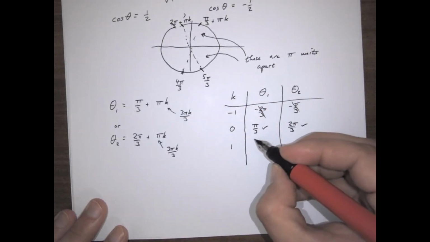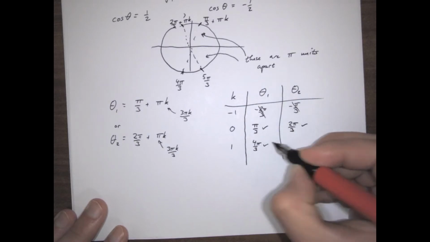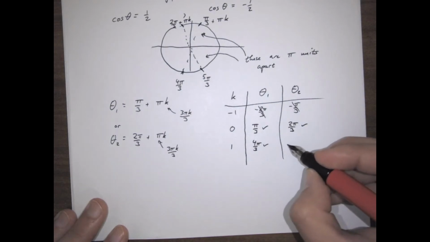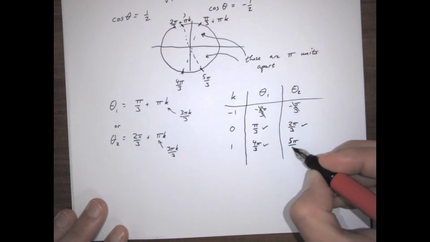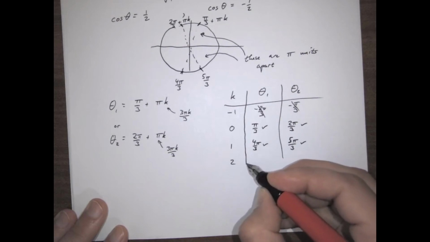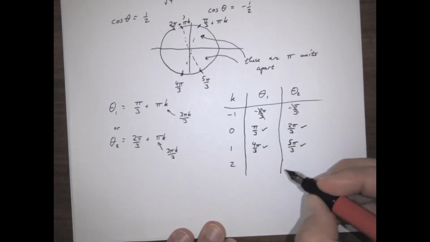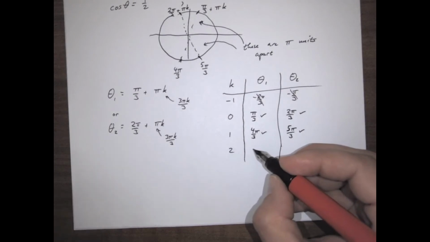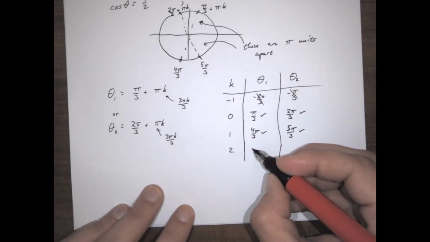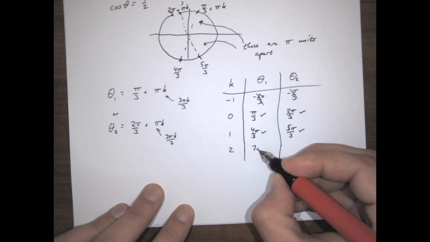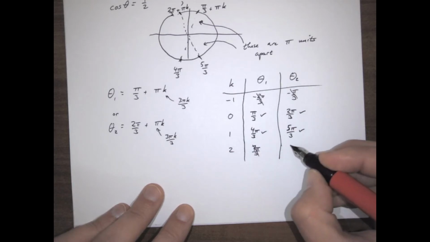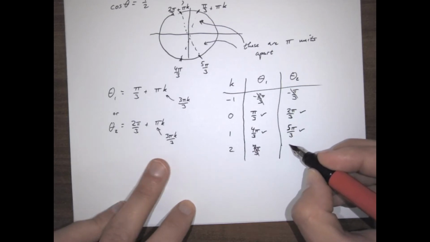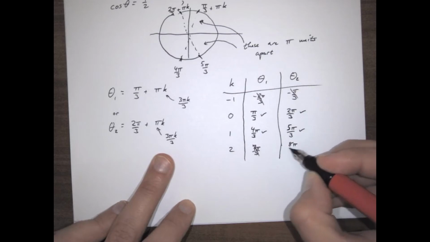We have pi over 3 plus 3 pi over 3, that's 4 pi over 3. That's good. In fact, we knew that that was a solution. And 2 pi over 3 plus 3 pi over 3 is 5 pi over 3, also good. And then once we go past that, we can see we have exceeded the range that they gave us. They didn't have to give us that particular range, but they usually will. And so what we can do here is just make sure that we are still in range. So pi over 3 plus 6 pi over 3 is 7 pi over 3. That's too big. And then 2 pi over 3 plus 6 pi over 3 is 8 pi over 3. Again, too big.